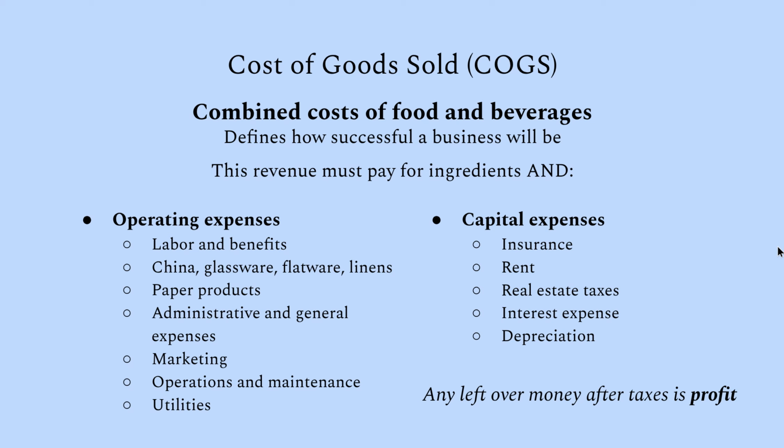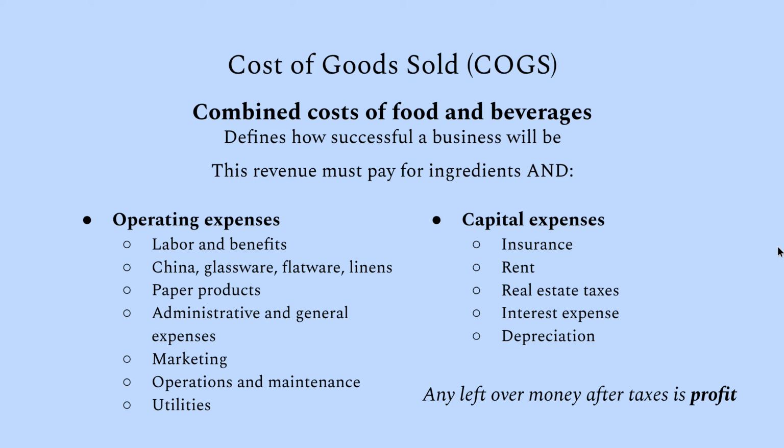So operating expenses include labor and benefits, so everything for the employees, the china, glassware, flatware, linens, the plates, glasses, silverware, and also paper products. This will also cover administrative and general expenses if you're spending any money on marketing, and any expenses to cover operations and maintenance, especially to the building, and utilities being all the electric bill, water bill, picking up the fryer oils, that kind of stuff.